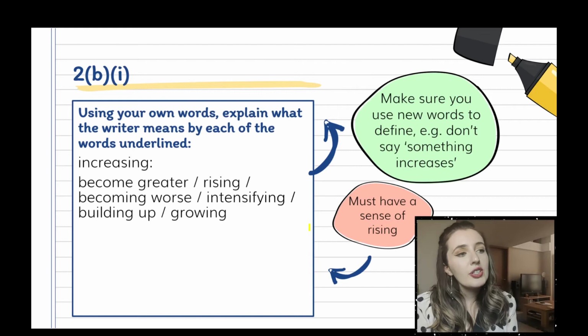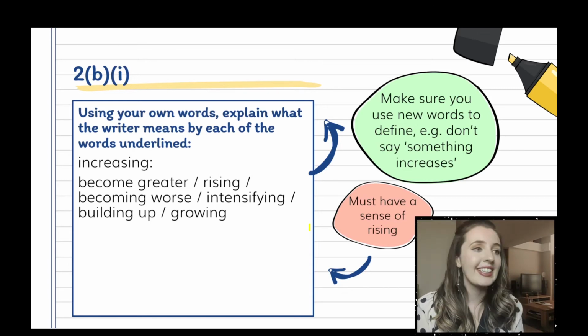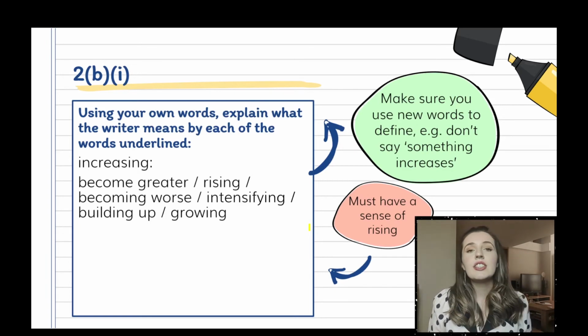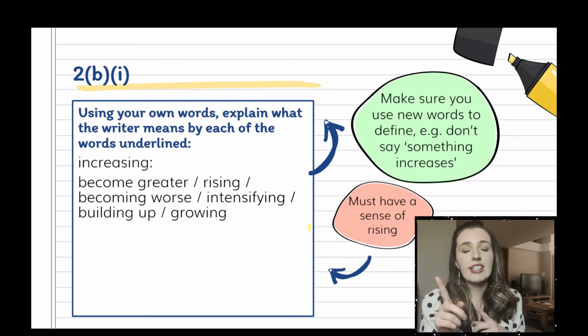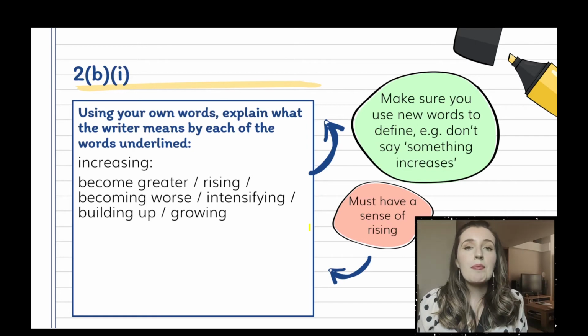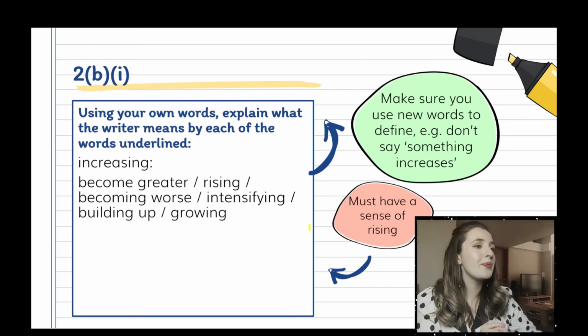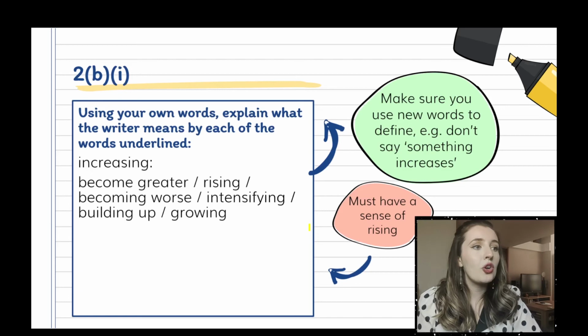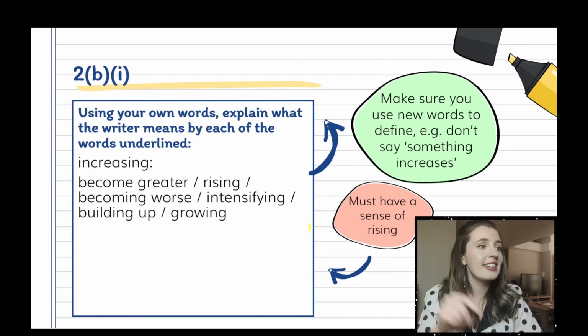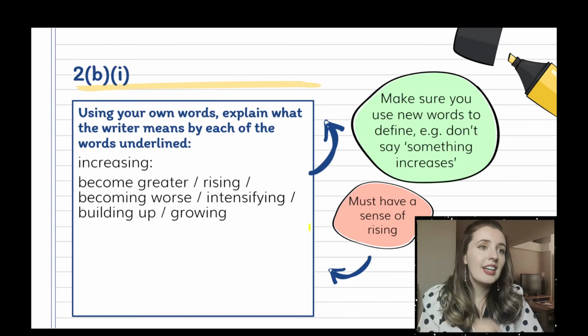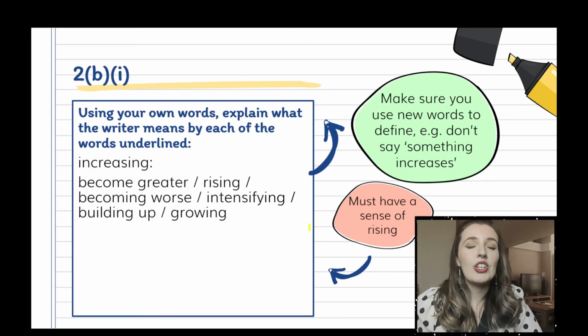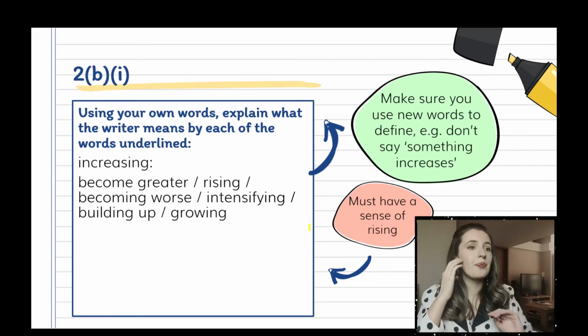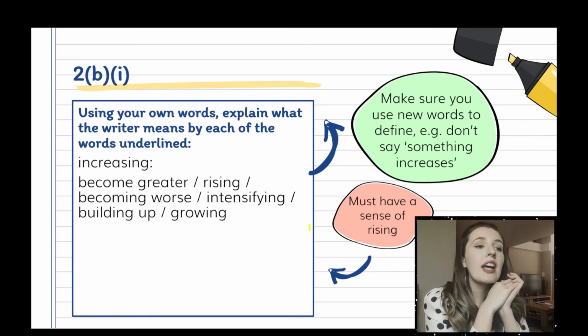So the first word that you had to give a definition for was increasing. And notice here that all of the definitions have a sense of rising, of becoming more and more. Most of them have the verb form ing, which suggests they're continuous. So you could have had become greater, notice there it's a comparative er, rising, becoming worse, intensifying, building up, and growing. Most of them end in ing, and that's to emphasize the more and more and more. So it must have a sense of rising.